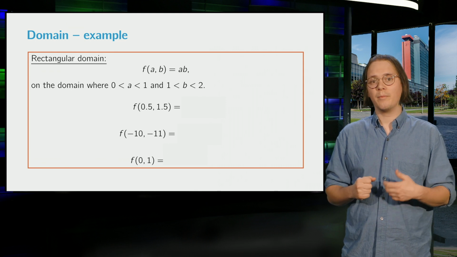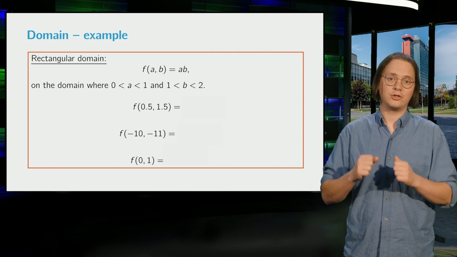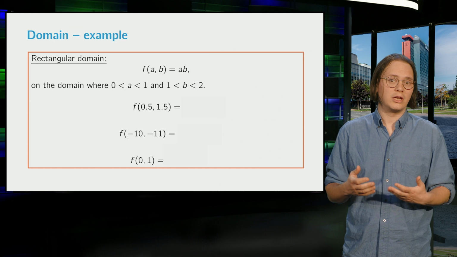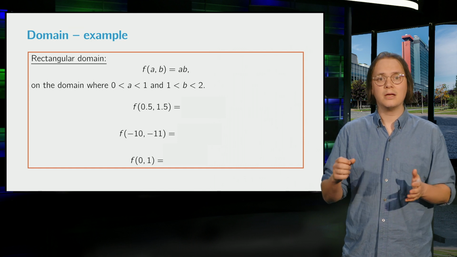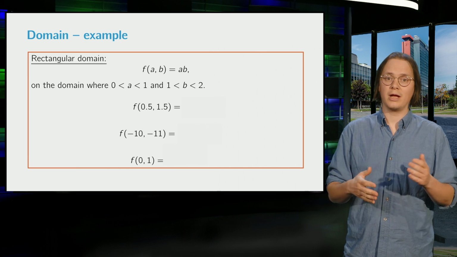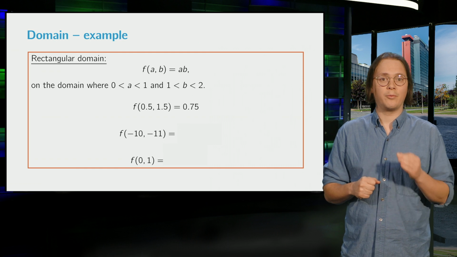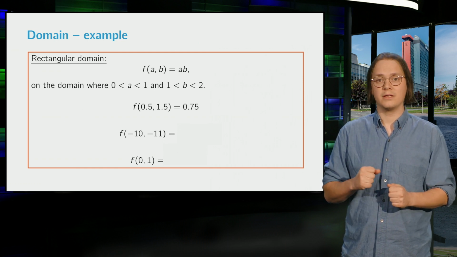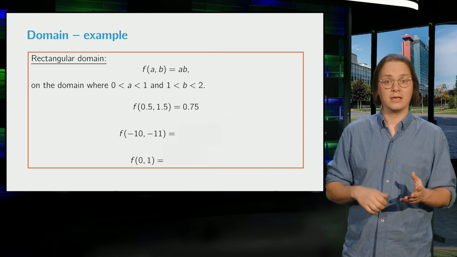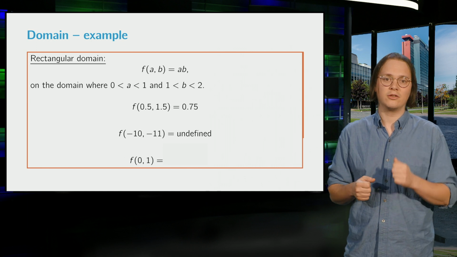In general, the domain is a part of the definition of the function, so it can be determined nearly as you please. For example, we may consider the function f, which associates to any pair of numbers a and b, where a is strictly between 0 and 1 and b is strictly between 1 and 2, the number a times b. In that case, the function value at the point (0.5, 1.5) is 0.75, while the function value at the point (-10, -11) is simply not defined, since it is not in the domain.